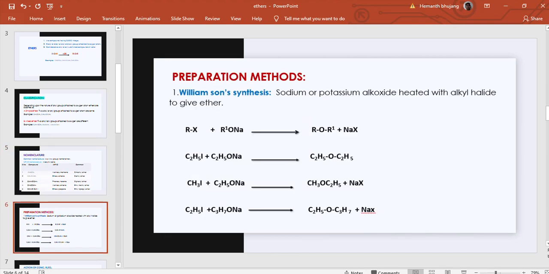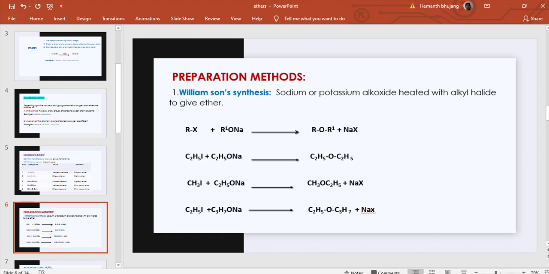Coming to the preparation methods of ethers. In this, the very important, first preparation method is Williamson's synthesis. This Williamson synthesis is a named reaction and it is very important, and this question generally comes in public exams, or in competitive examinations also.